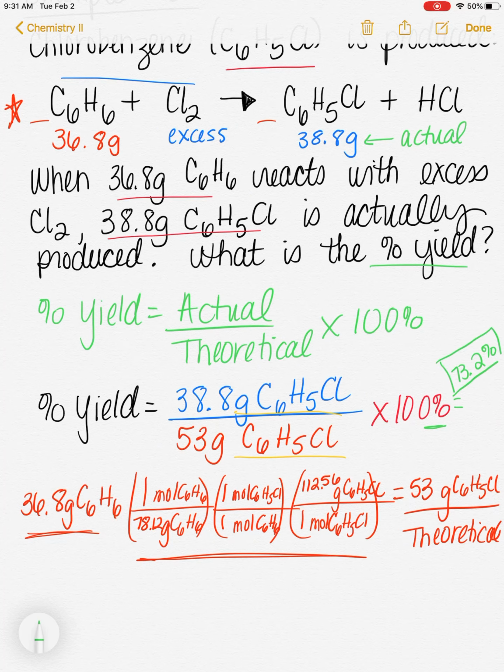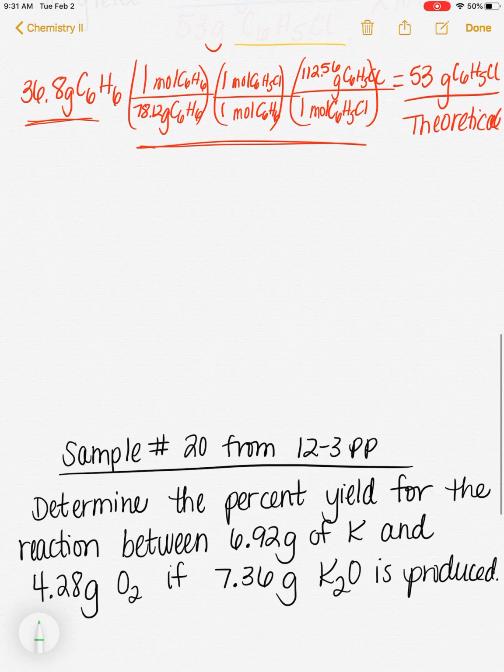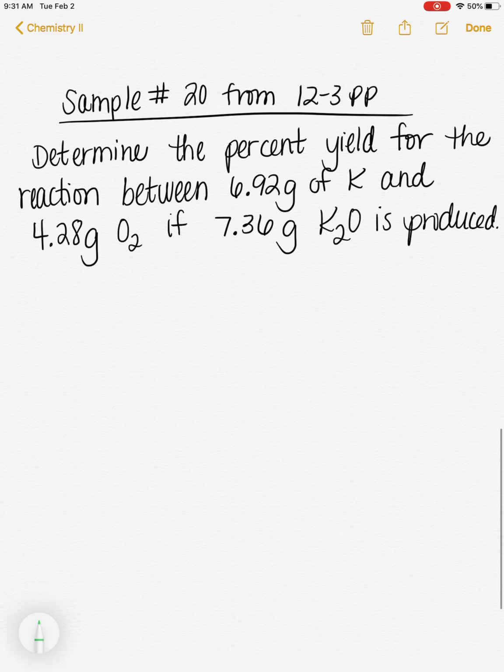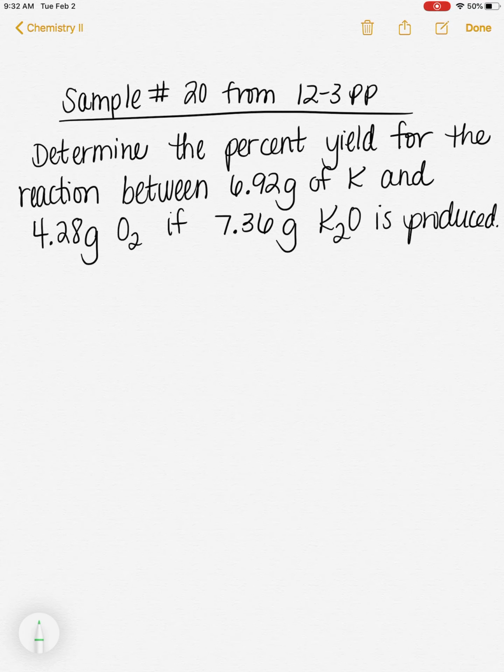Excellent. All right, let's do another problem, because tonight your homework assignment is going to be a continuation of the 12-3 practice problems that we were working with yesterday. So I would like for us to take a look at sample problem number 20 on those 12-3 practice problems. This says, determine the percent yield for the reaction between 6.92 grams of potassium and 4.28 grams of oxygen if 7.36 grams of K2O is produced.